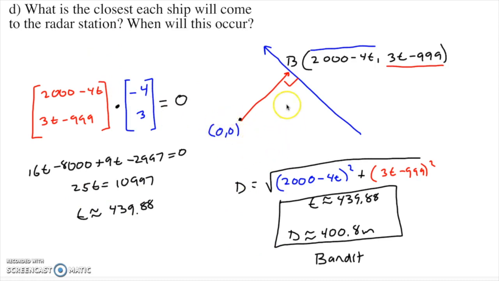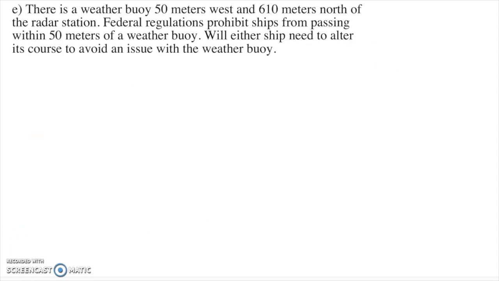Okay. Now these are pretty simple because the radar station is at 0, 0. So that's nice, right? It makes these vectors easier to figure out. It makes the distance easier to figure out. But what if we move from 0, 0? That's what the next question says.